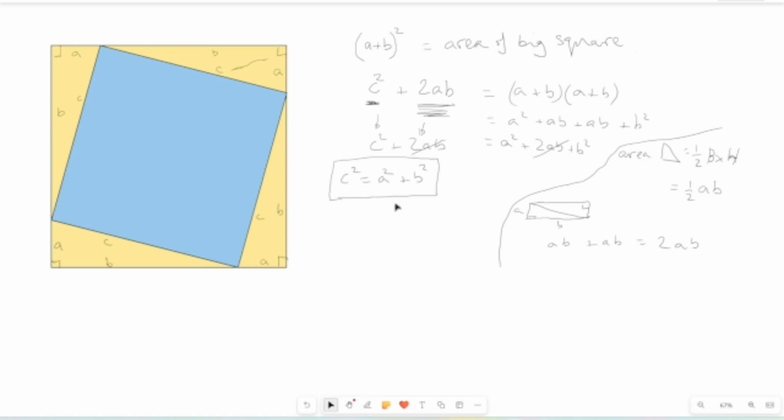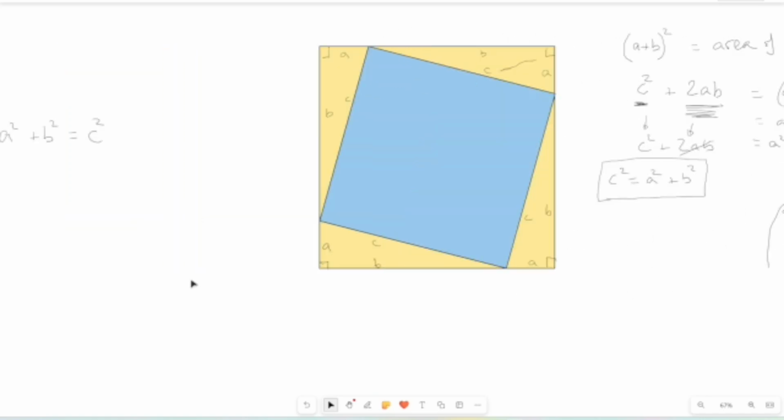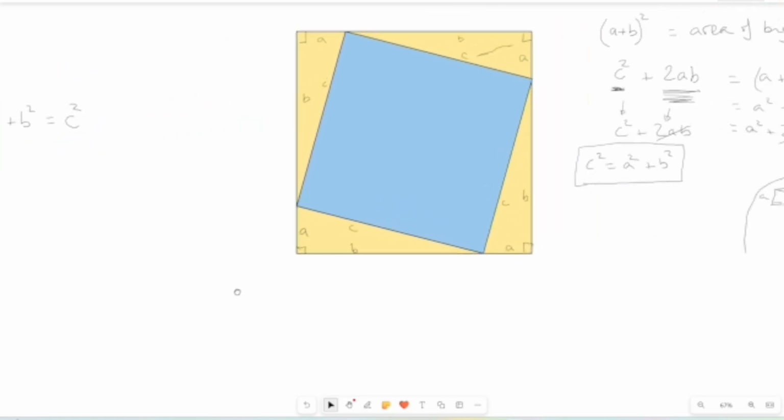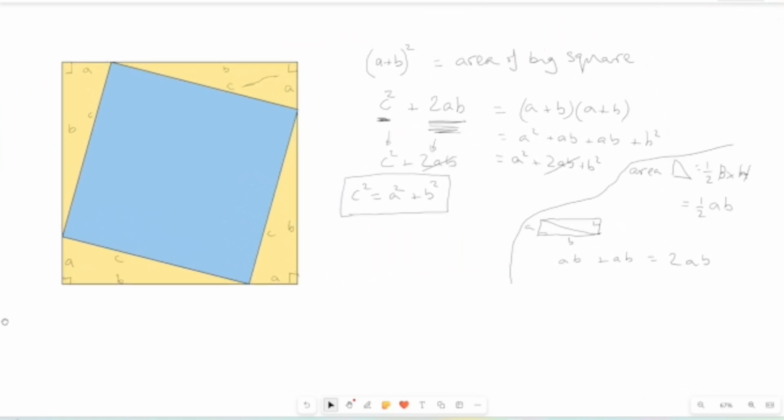And in that sense, I think it's a little bit neater than the diagram that you see in textbooks, which looks like this one, which doesn't actually prove anything to you. At least doing it this way, we end up getting the formula out of the fact that the areas have to be the same.